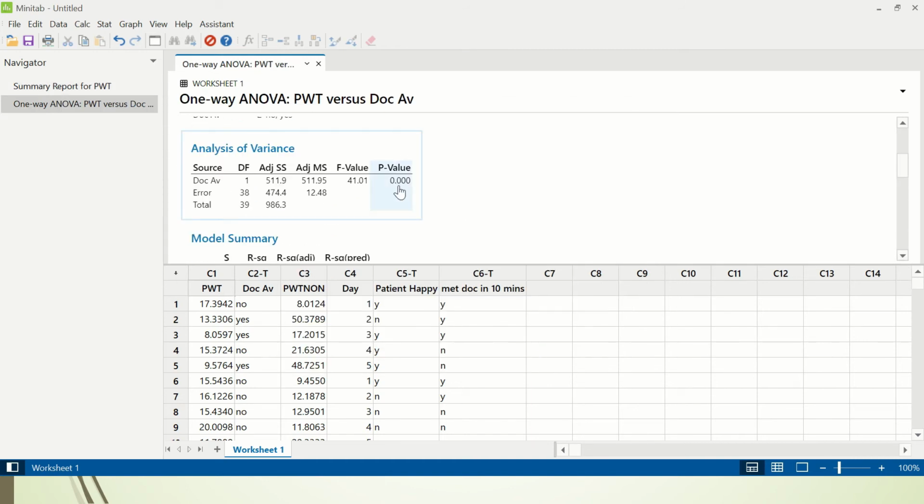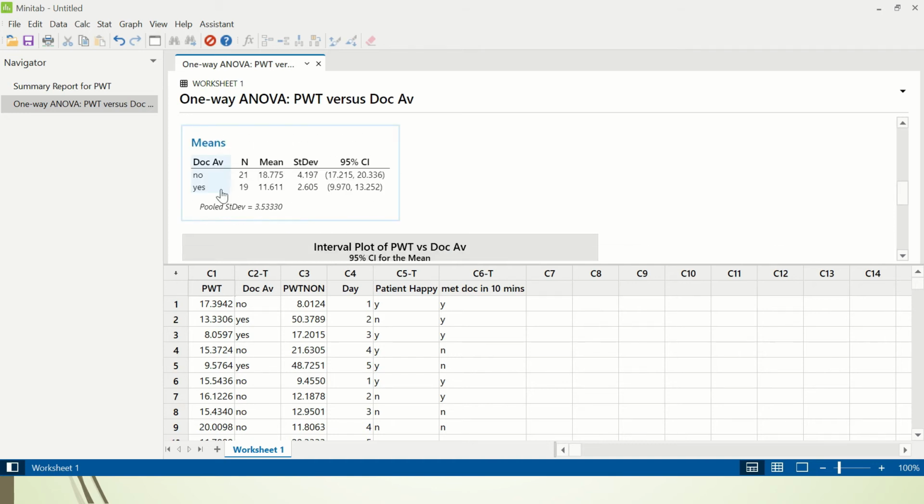A p-value of 0.000 suggests that it is a significant factor. So this value should be less than 0.05 to say it is a contributing factor. So doctor's availability is a contributing factor to patient wait time. When doctors are available, the mean wait time reduces to 11.6 minutes compared to 18.775 minutes.